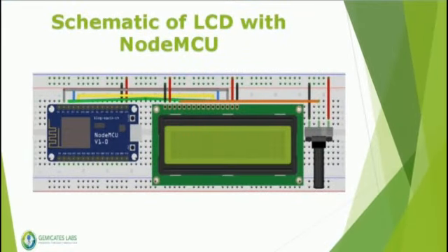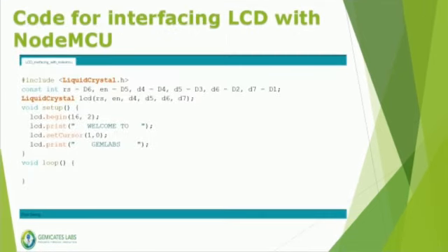Next one is LCD. This is how the schematic of LCD with NodeMCU looks. Let us see the code for LCD interfacing with NodeMCU. First we have included the LiquidCrystal library for LCD and assigned RS, EN, D4, D5, D6, D7 of const int data type with D6, D5, D4, D3, D2 and D1.